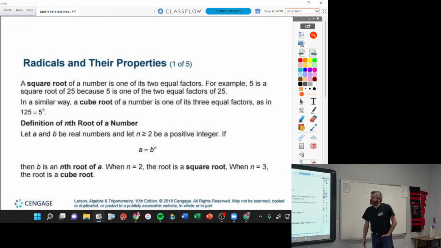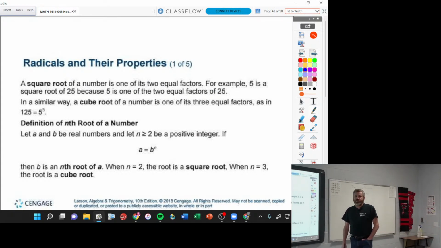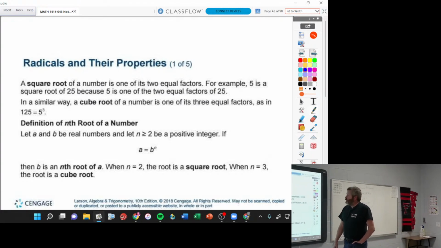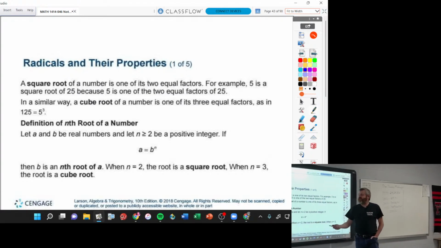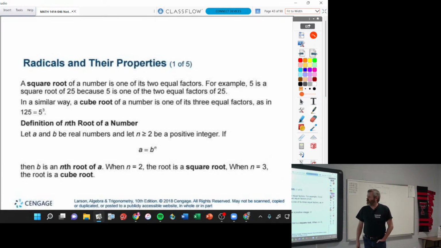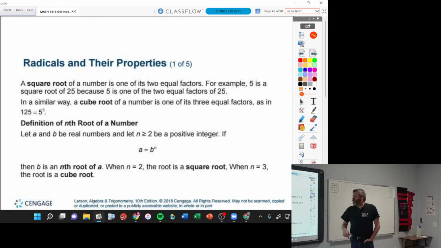So let's talk about some radicals and properties. A square root of a number is one of 2 equal factors. For example, 5 is a square root of 25 because 5 times 5 is 25. A cube root of a number is one of 3 equal factors, such as 125 is the same thing as 5 cubed, because 5 times 5 times 5 is 125. So we can say that the cube root of 125 is 5.